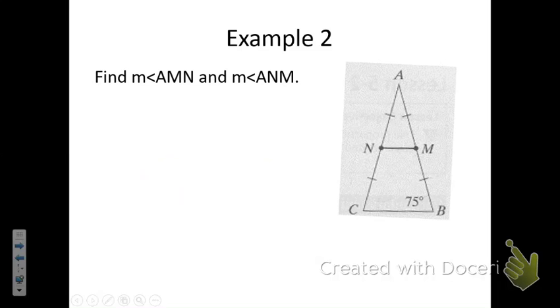So my midsegment theorem told me that these two segments are parallel. So I know that NM and CB have to be parallel to each other because NM is the midsegment there. Okay? So it's looking for AMN, and that's this angle here. So what could I use? Here's that line that's cutting down through them. What could I use to help me figure out what angle AMN is?